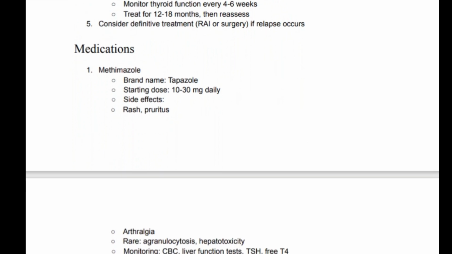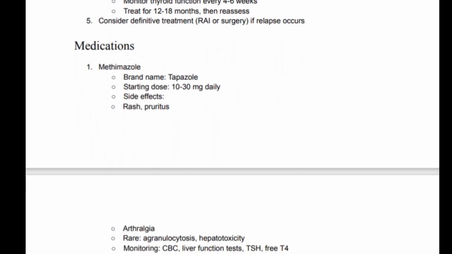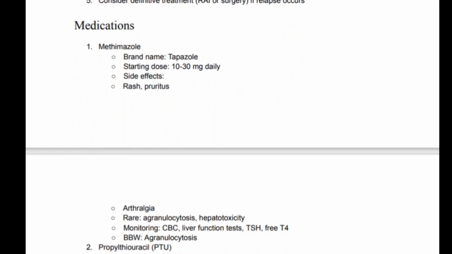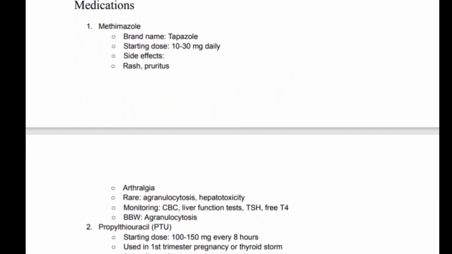One last question. A pregnant patient in her first trimester is diagnosed with hyperthyroidism. What do we do? Tricky one. We can't use methimazole in the first trimester because of the risk of birth defects, so PTU would be the safer option. You got it.